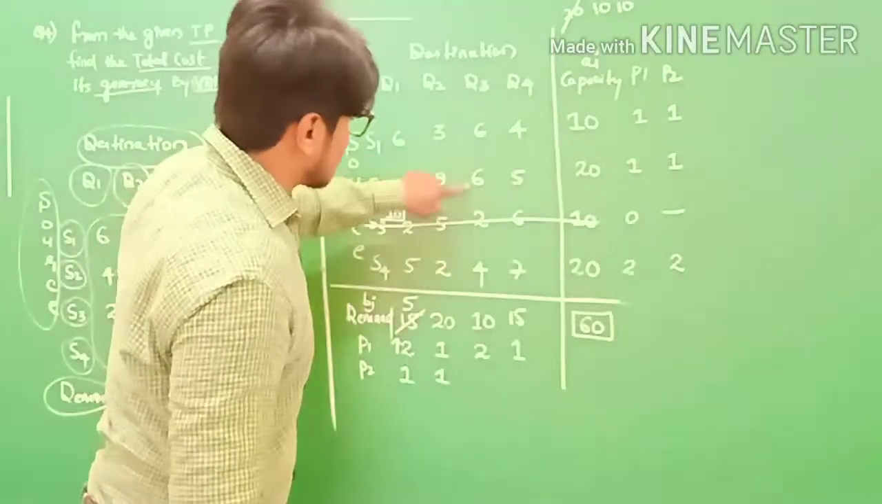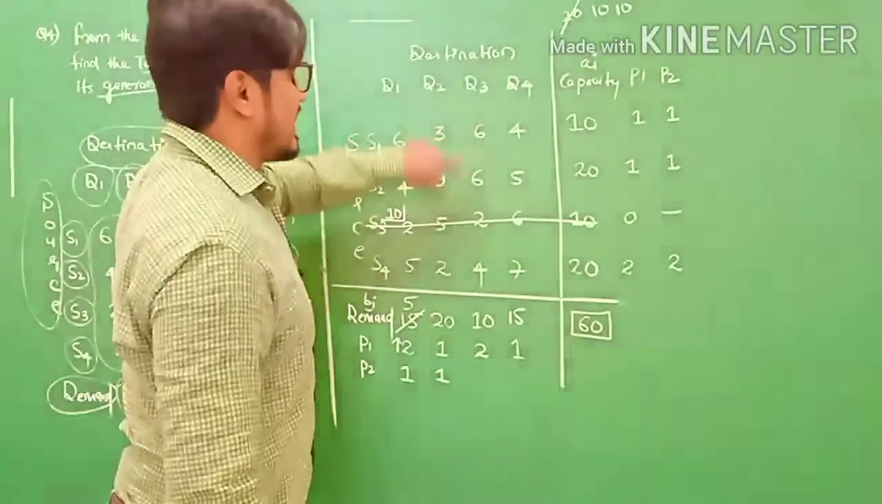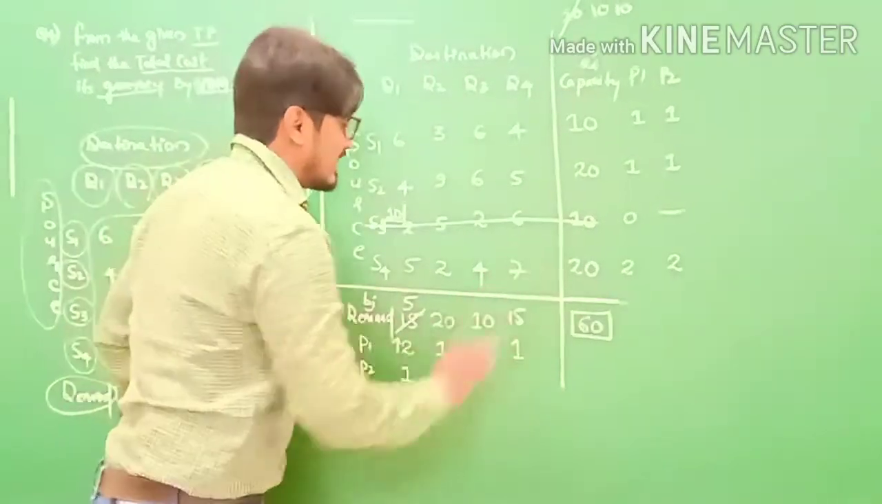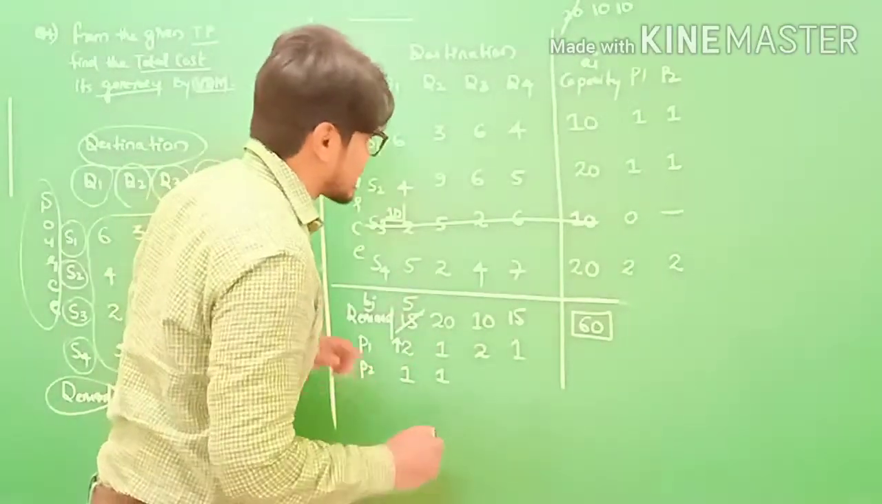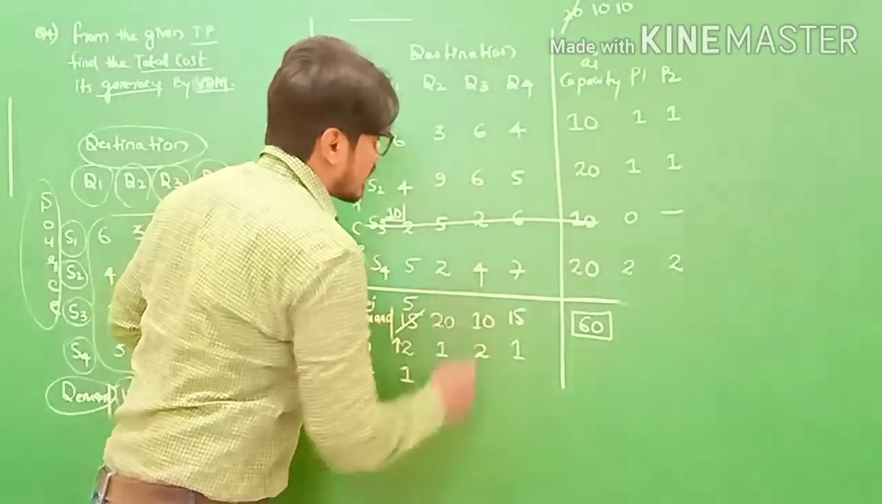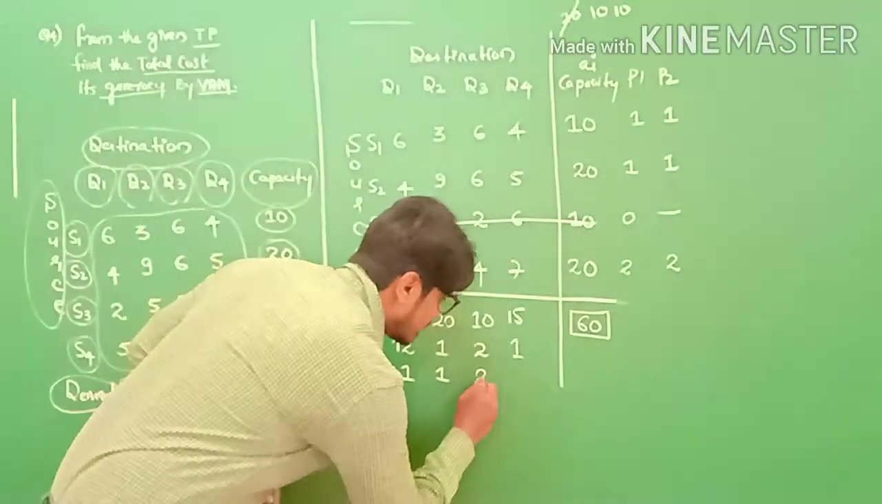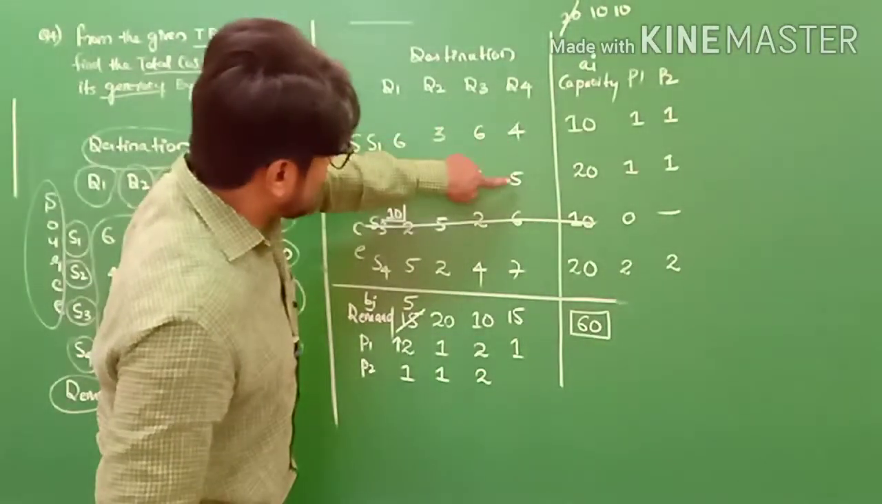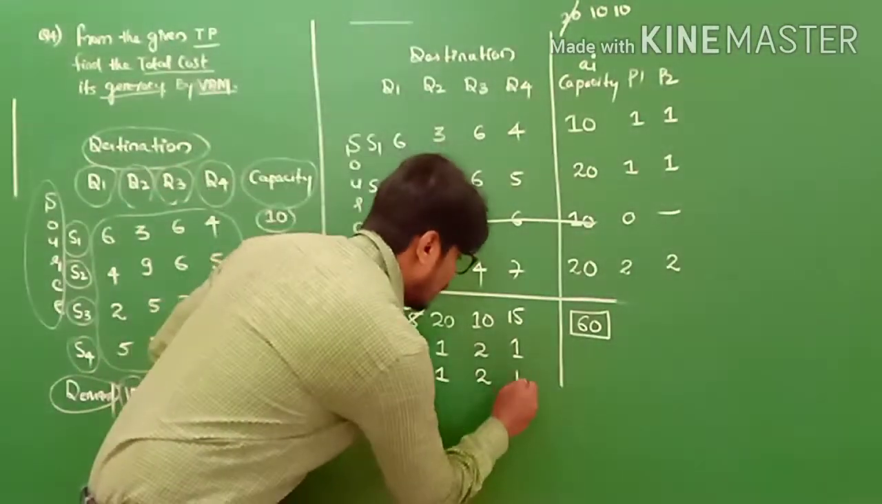Likewise, 6, 6, 4. So 4 and either of the 6's. There is no change in the different 6's. So 6 minus 4 equals 2. 2 again. And here, 4 and 5: 5 minus 4 equals 1.